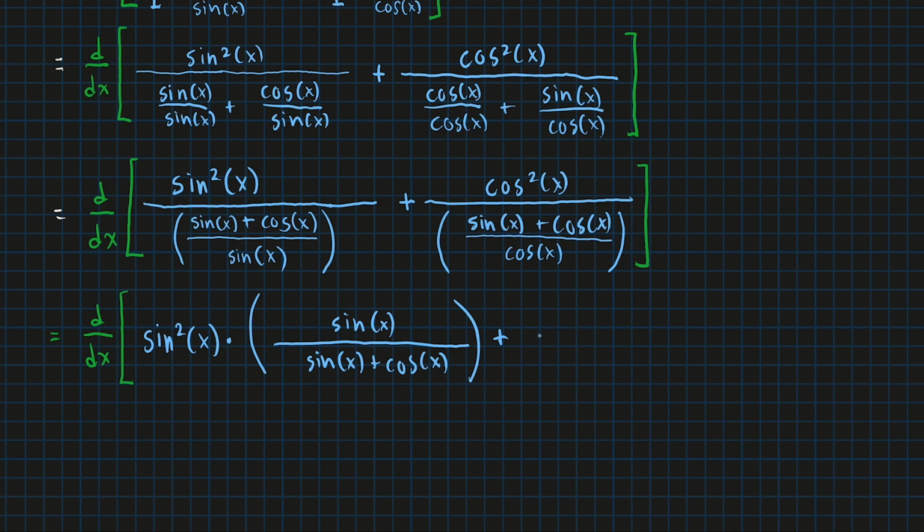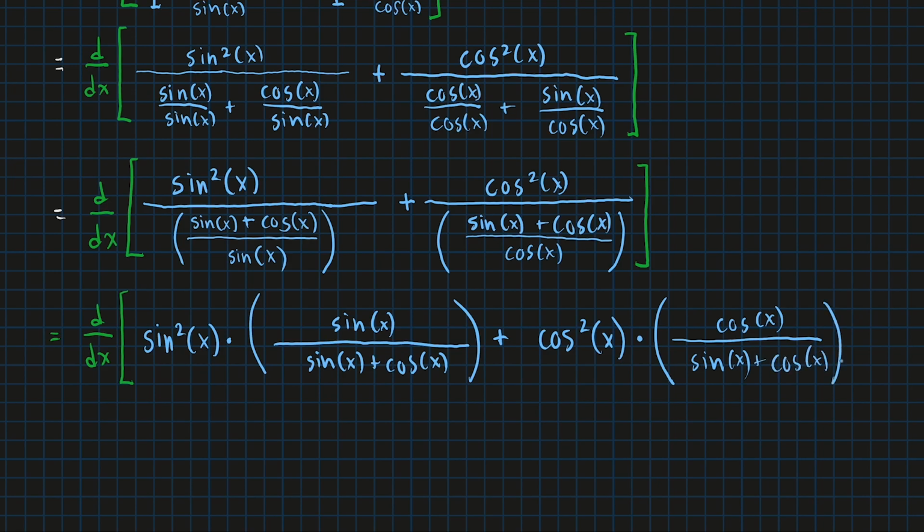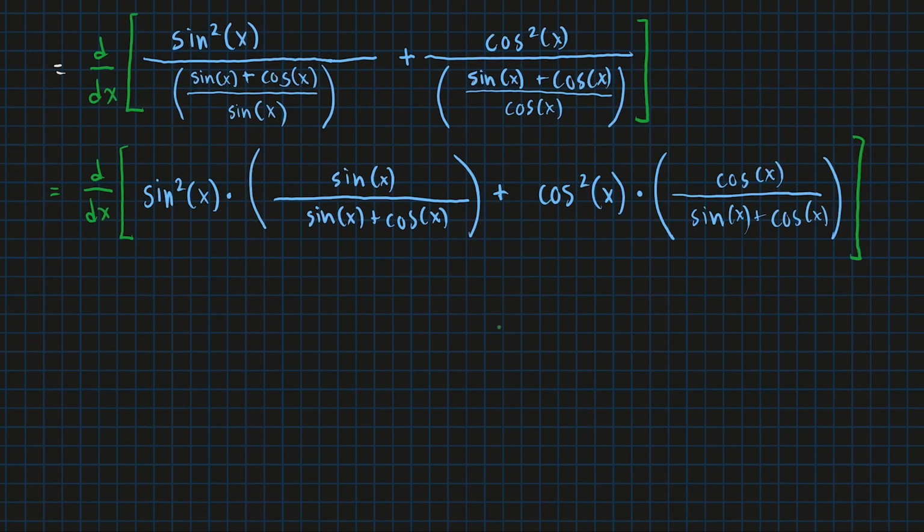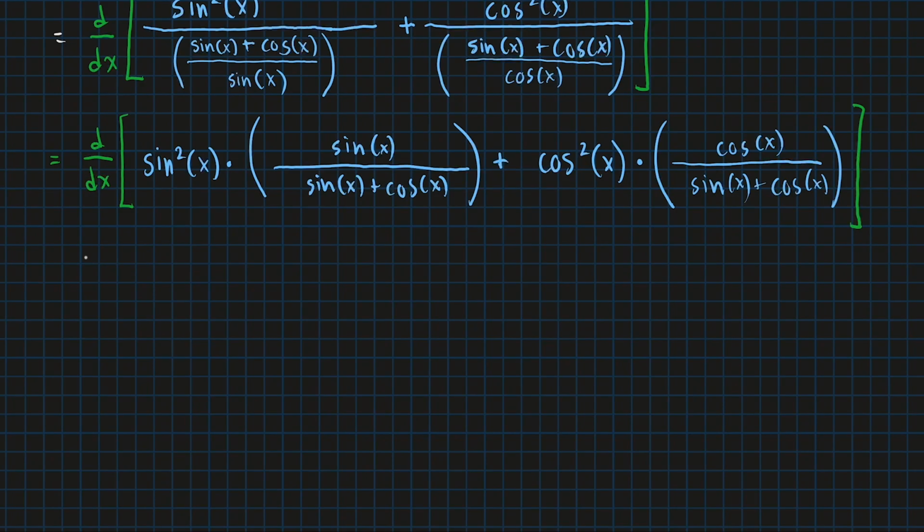And we are adding to that. We've got our cosine of x in the front here, and we have to multiply cosine squared of x by the reciprocal of this. Very similar to this. So we're multiplying it by cosine of x over sine of x plus cosine of x. And we can't forget our big green bracket. So let's do some simplification.